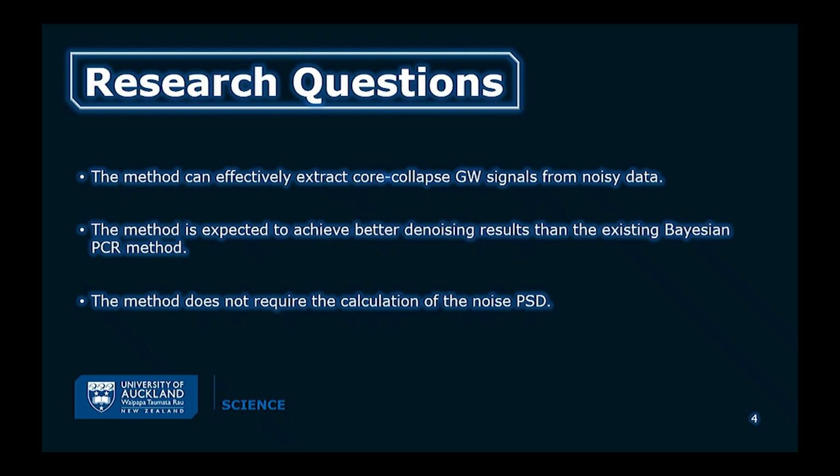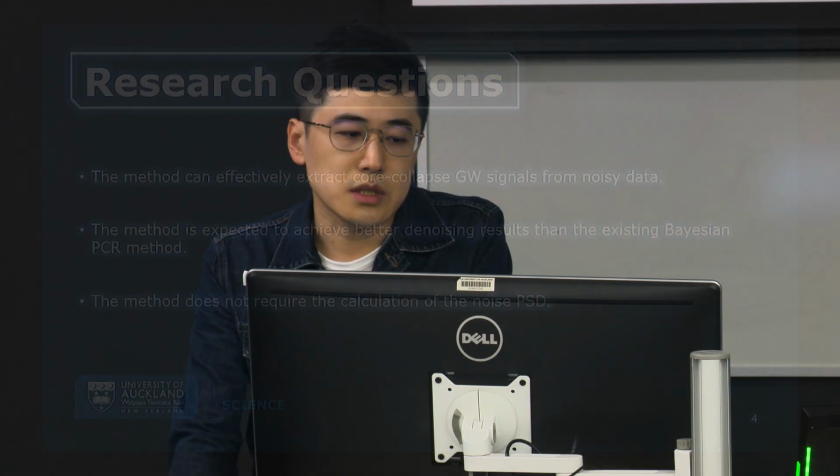Our project will focus on these three research questions. The method can effectively extract core-collapse GW signals from noisy data, and it is expected to achieve better denoising results than the existing Bayesian PCR method. The method also does not require a calculation of the noise PSD.